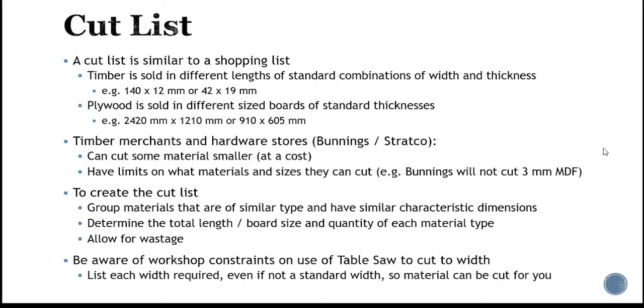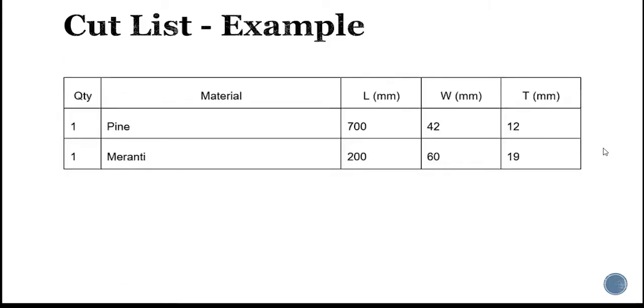Everything that is a standard, a particular combination of width and thickness, should be a separate line item on the cut list. So here's an example for the Tealight stand again. I have one piece required of pine, and it is 700 millimeters long by 42 by 12. So 42 by 12 is my characteristic size. I only need 700 millimeters. That's a reasonable size, so one piece is enough.